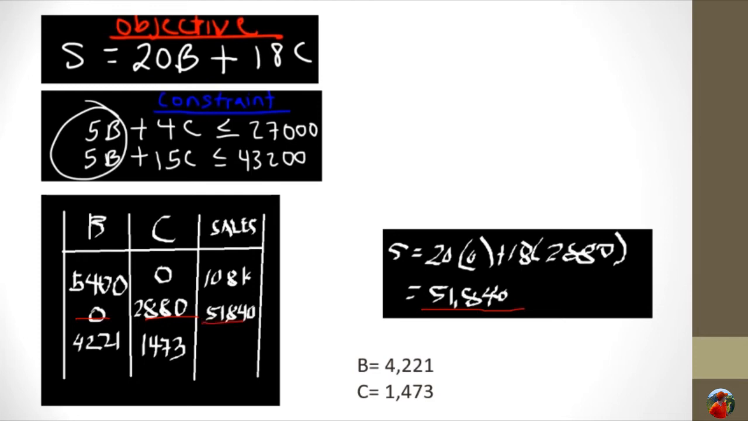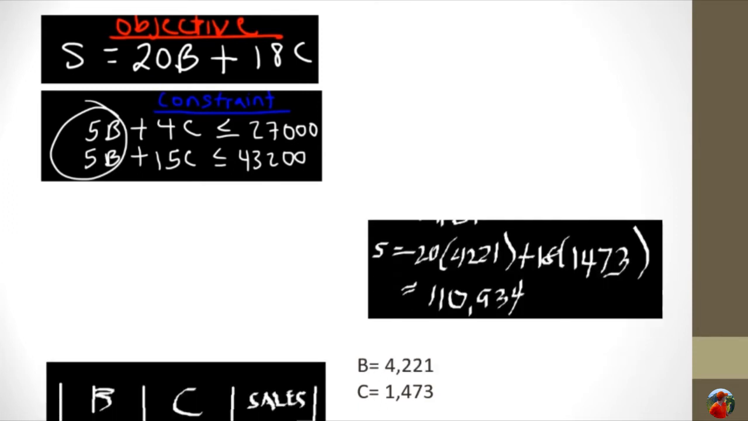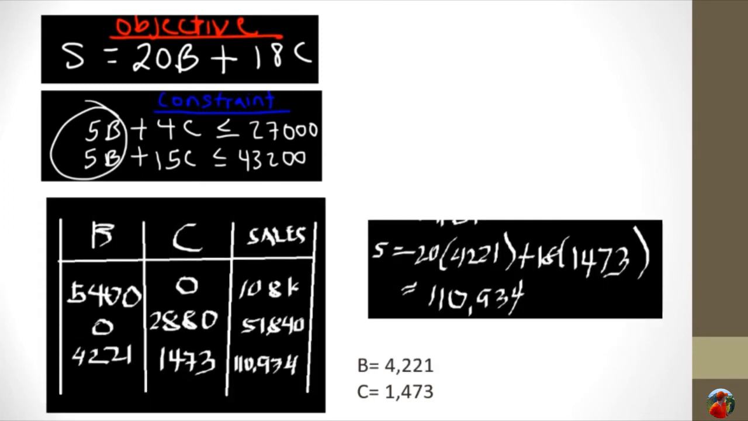So that is $51,840 per month. And for the last one, B is equal to 4,221 and C is 1,473. Substitution. S is equal to 20 multiplied by 4,221, which is the value of B, plus 18 multiplied by 1,473, which is the value of C.